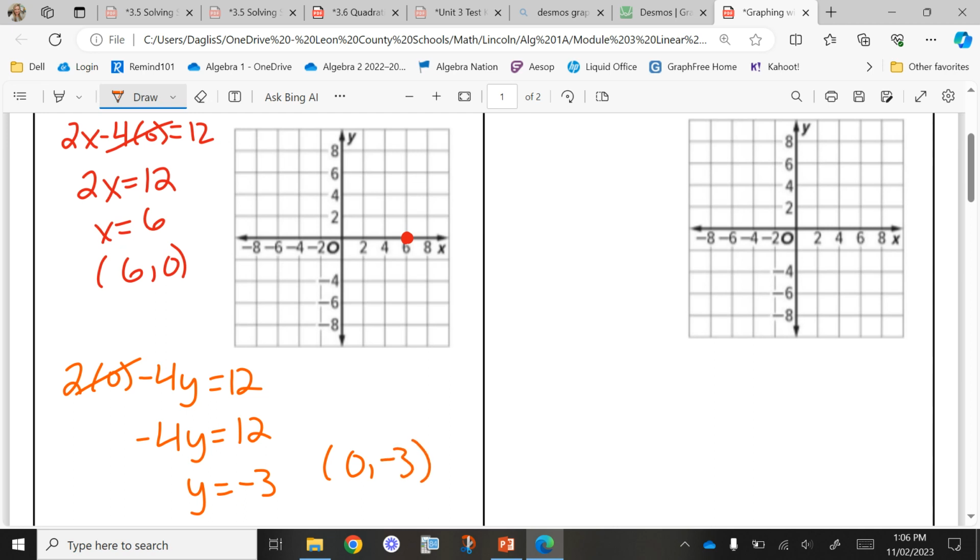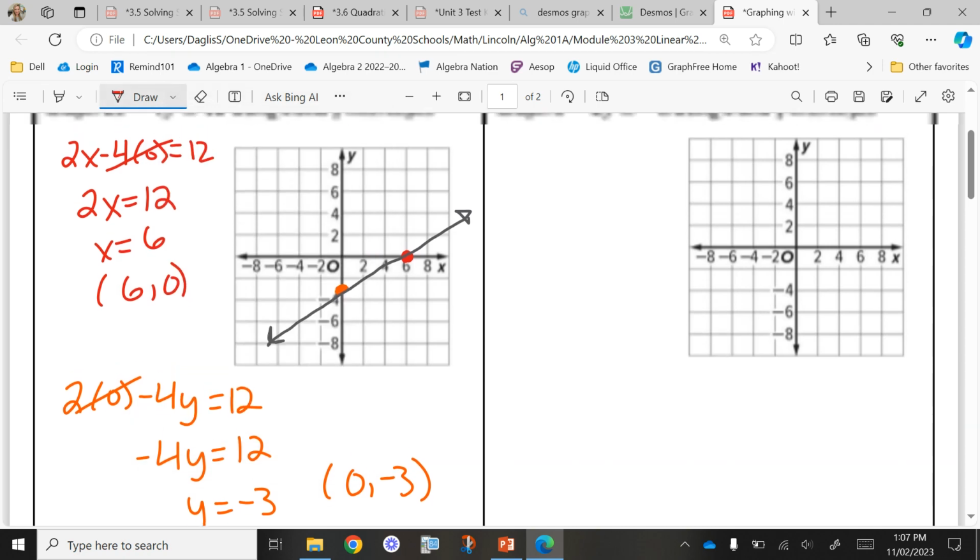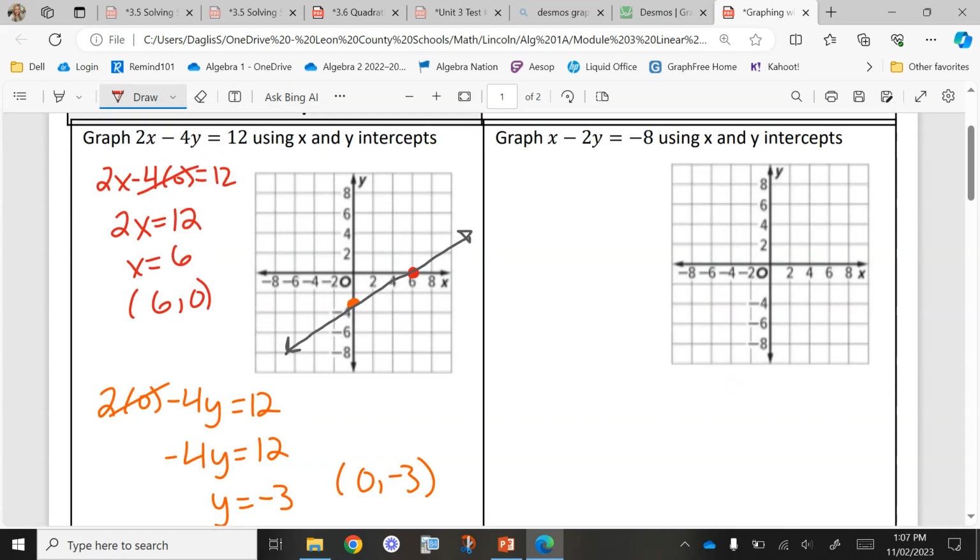Go to my y's. Negative 3 means go down. So go down 3, which is about right here. And now we connect them. Like that. So we're plotting 2 points and we're connecting them. That is it. Okay. All right. We okay? Sure.